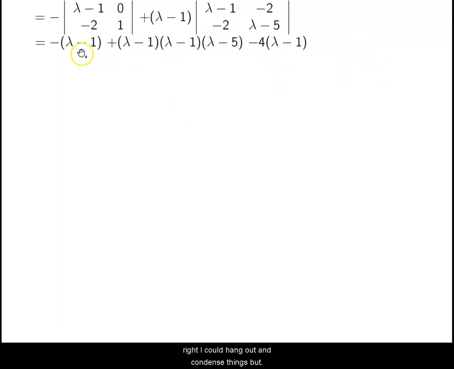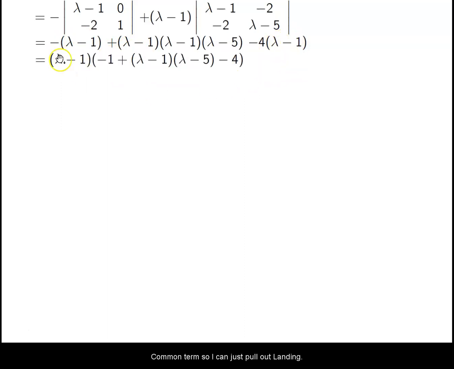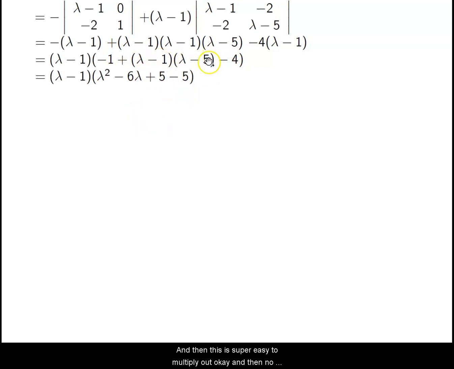Notice here, I could multiply everything out and condense things, but we try to work smarter, not harder. Everything here has a lambda minus 1 common term, so I can just pull out lambda minus 1. I'm left with minus 1 of them here, minus 4 of them at the end, and then the 2 that are left over in the middle. From here, I can start to simplify. Here I can add these two together and get a -5. And then this is super easy to multiply out.